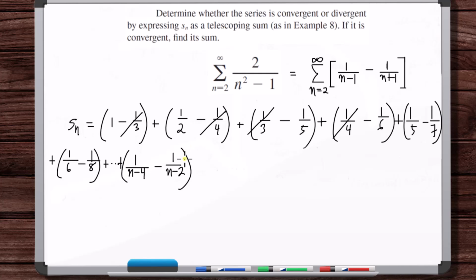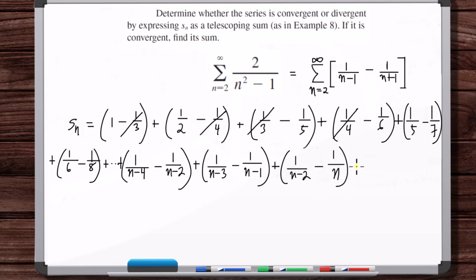Right? Plus, now the n minus 2 term: n minus 2 minus 1 is n minus 3. N minus 2 plus 1 is n minus 1. Okay, now the n minus 1 term: n minus 1 minus 1 is n minus 2. N minus 1 plus 1 is n, and then the nth term. Okay, so we can really see this expanded out clearly.